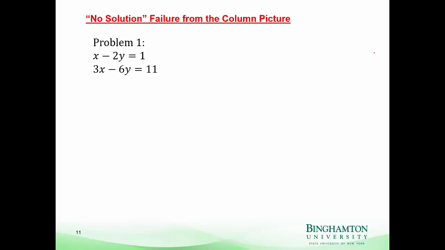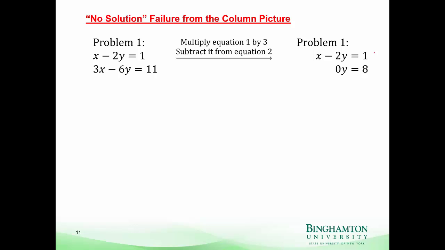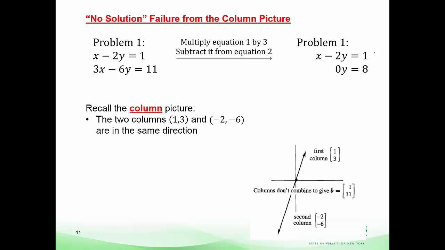So that's looking at it from the row picture. Let's look at what's happening from the column picture. So this is looking at the no solution failure from the column picture. So there's our equations, and there's after elimination. And so now let's look at this situation here. We have two columns, 1, 3, and -2, -6.